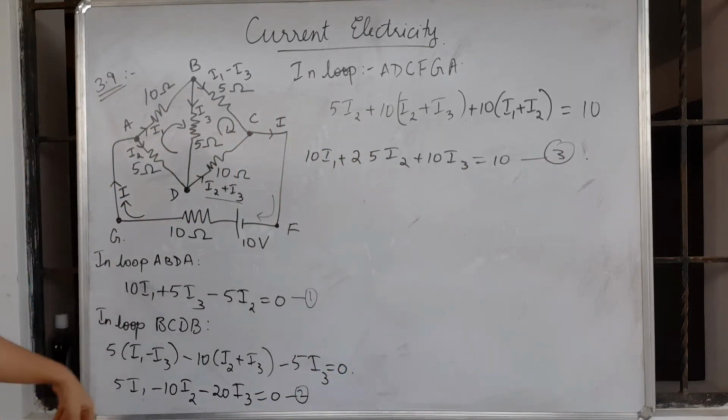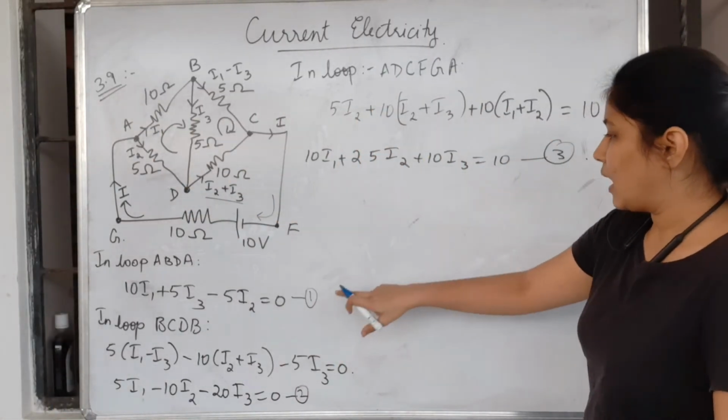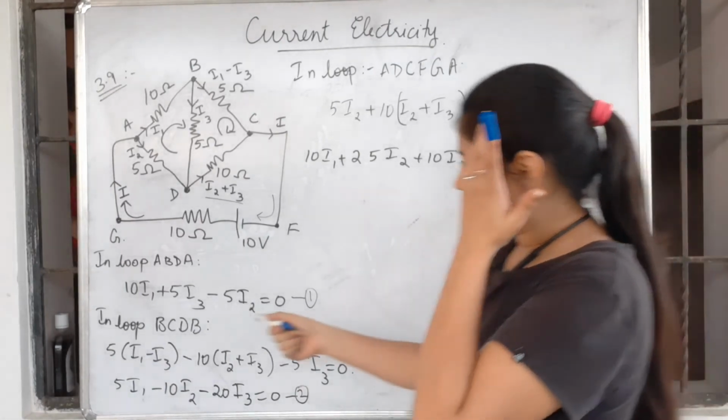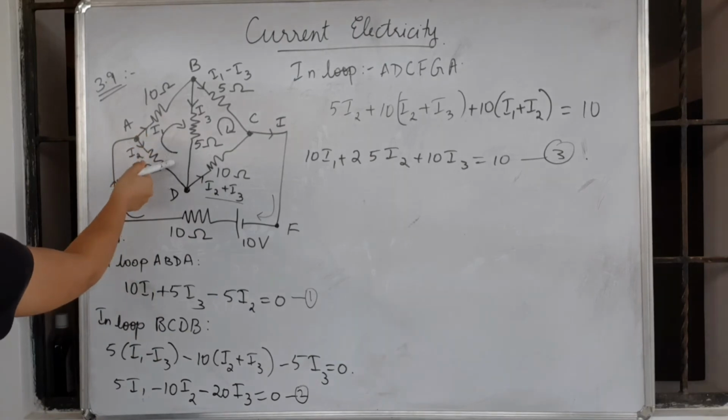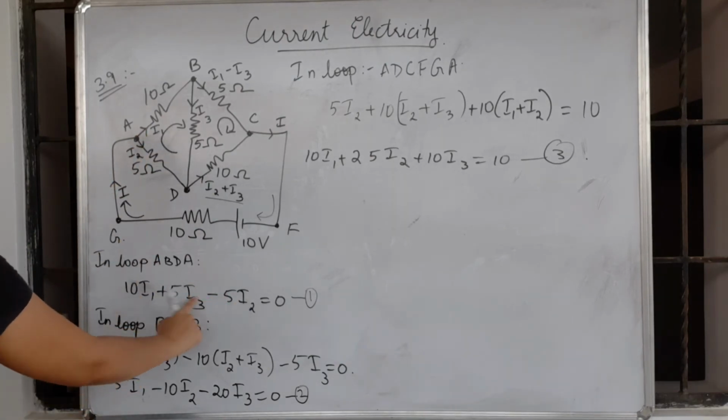10 I1 is there, then 5 I1 is here. Using these 2 equations, we will get one equation using I2 and I3, and using this one and this one, one more equation using I2 and I3. Then we will solve for I2 and I3. So you just subtract these 2 equations, 1 minus 3. Let me check this one: 5 I3 minus 5 I2. Yes, it's correct.